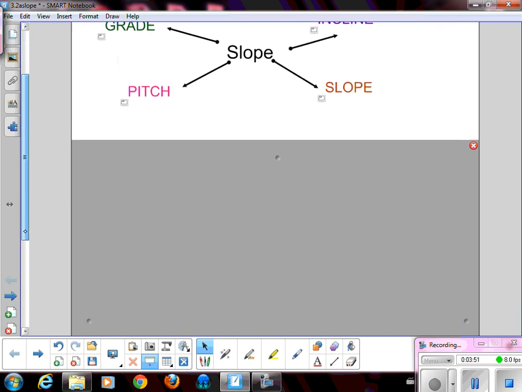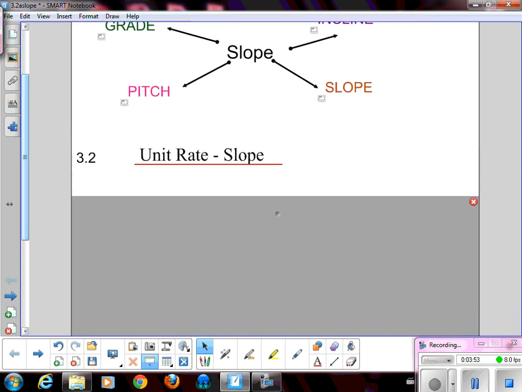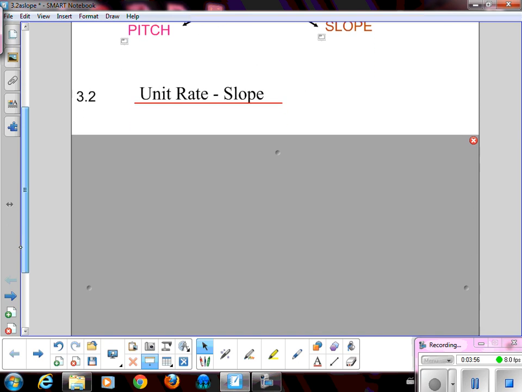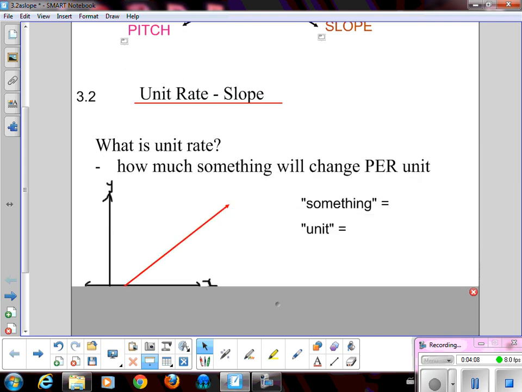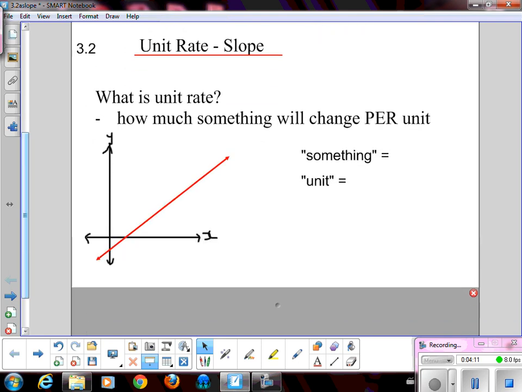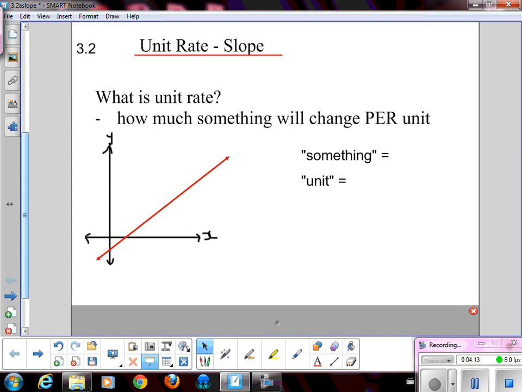Now, mathematically, slope can be considered a unit rate. We've done unit rate from our first unit. Remember when we said 8 pencils per dollar? That was unit rate. The same thing happens when we're talking about slope as far as unit rate goes. For instance, how much something will change per unit. That was the definition of unit rate. So now the something in this case is going to be the y value.